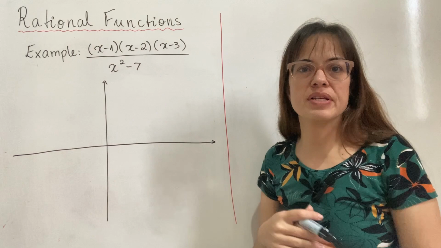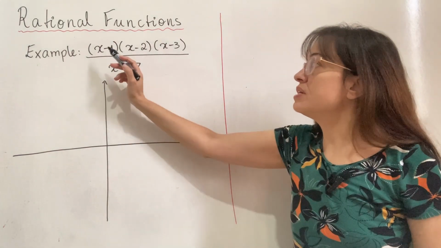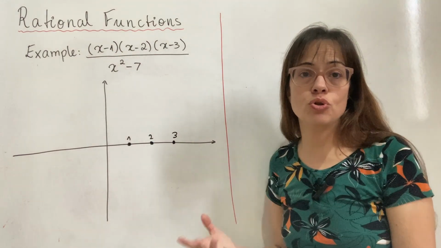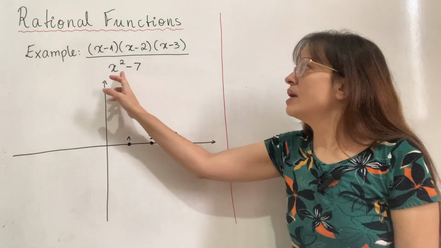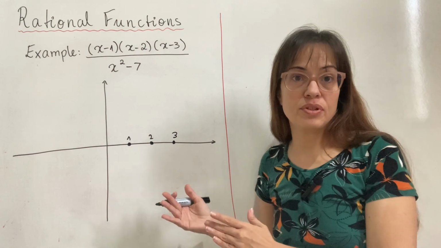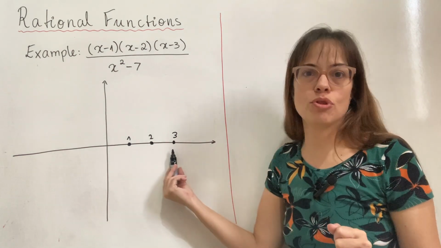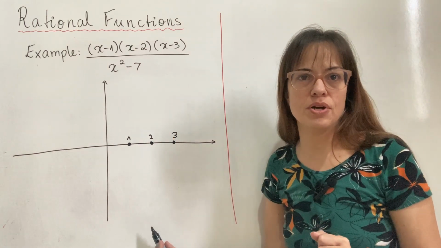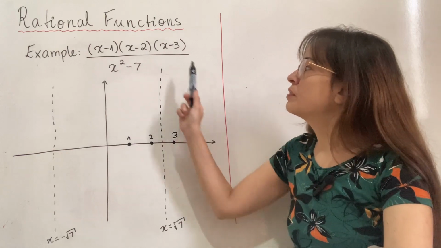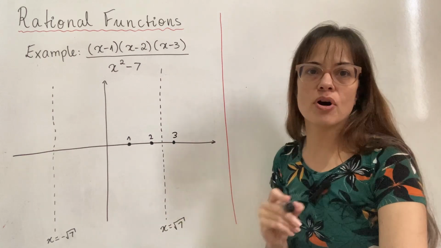So here is the other example that I said I was also going to do. This one has 3 zeros at x equals 1, 2, and 3, and it has 2 vertical asymptotes at x equals plus or minus the square root of 7. Here's the kind of thing that you have to pay attention to, because the square root of 7 is a number between 2 and 3, so the asymptote needs to be here. The y-intercept f of 0 is negative 6 divided by negative 7, so it's a positive number.